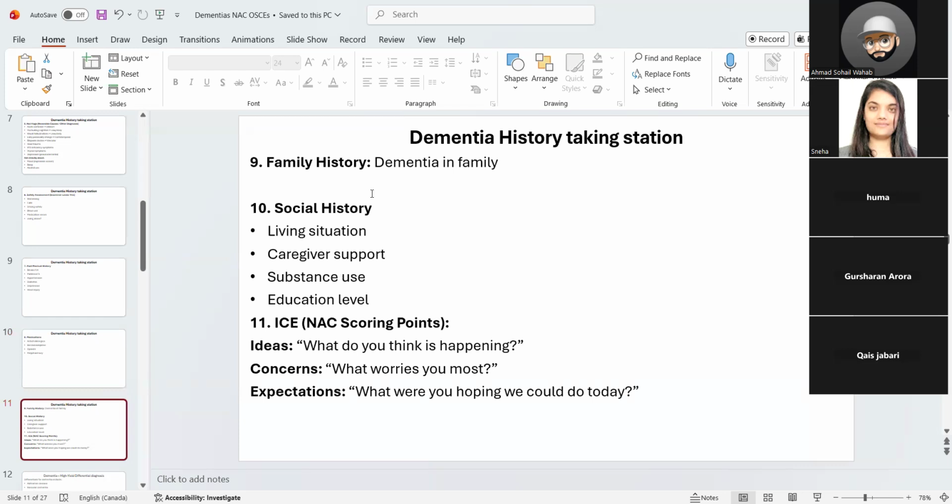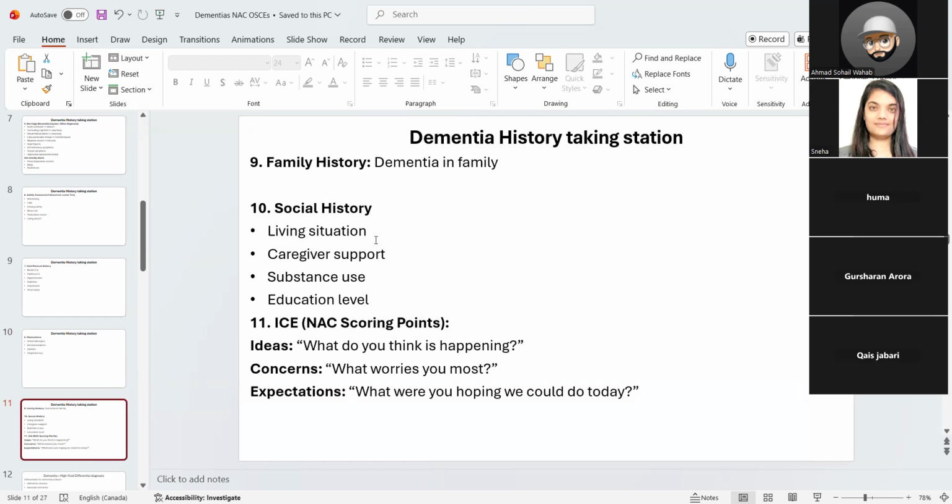Now, family history: ask about dementia in family and relatives. Do they have any history of Alzheimer's in the family? A positive history of Alzheimer's means they have a higher risk than an average person to have Alzheimer's disease in their life, especially in later life.